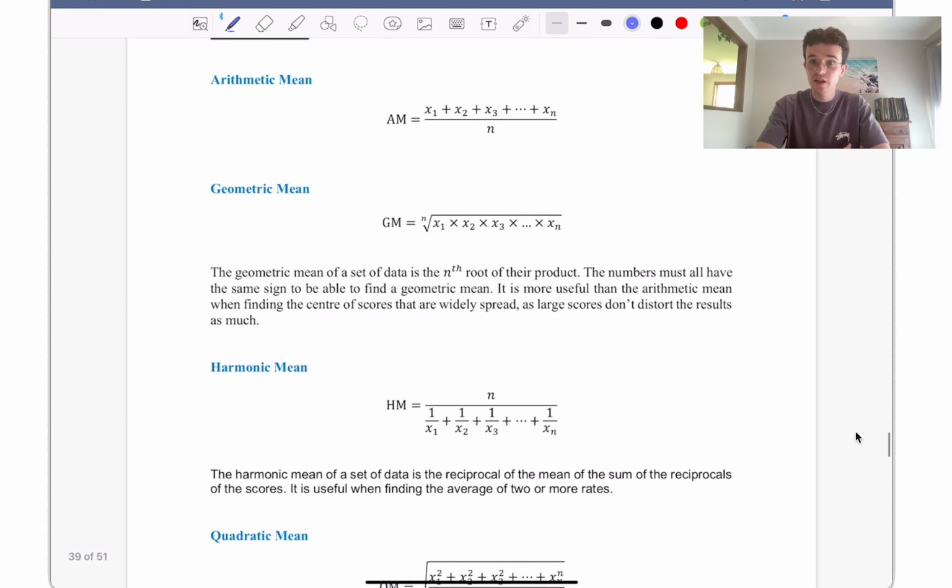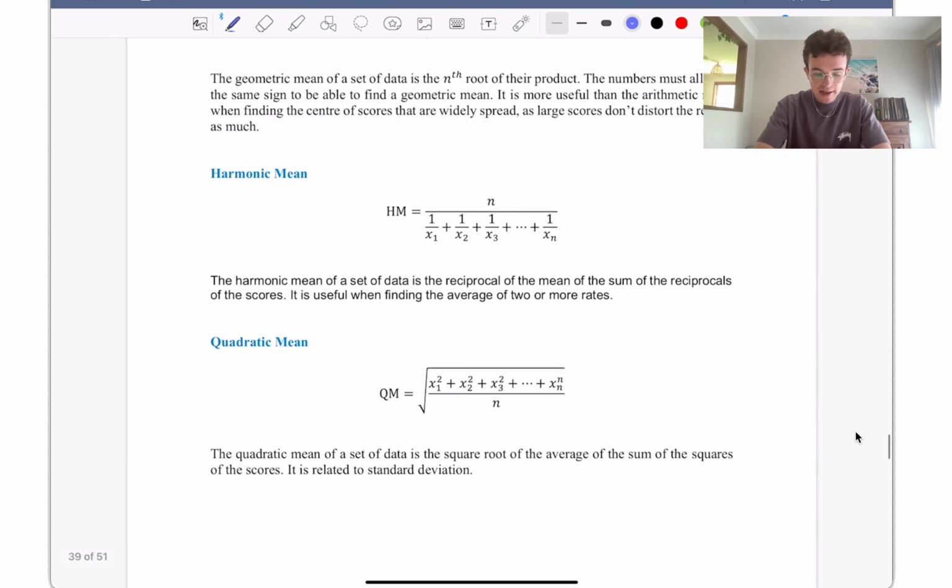The geometric mean is something you probably haven't seen before, and it's equal to the nth root of the product of the numbers. So the numbers must all have the same sign, obviously, because otherwise we can't take the square root in the real number system of negative numbers. And the geometric mean is more useful than the arithmetic mean when finding the center of scores, as large scores don't really distort the result as much.